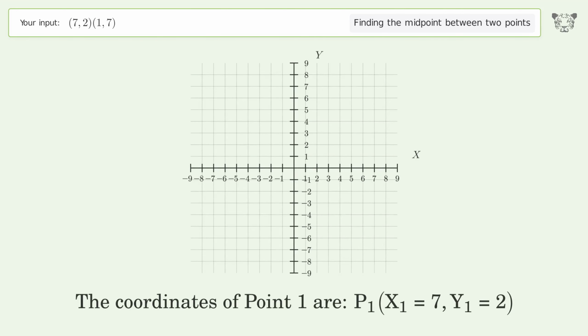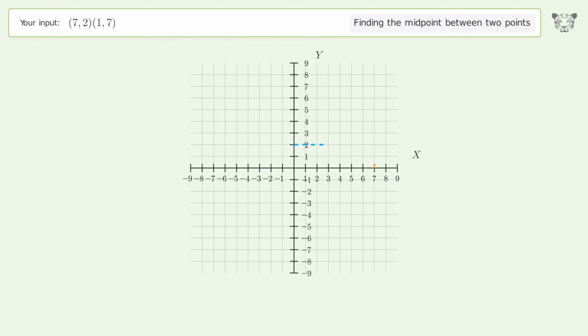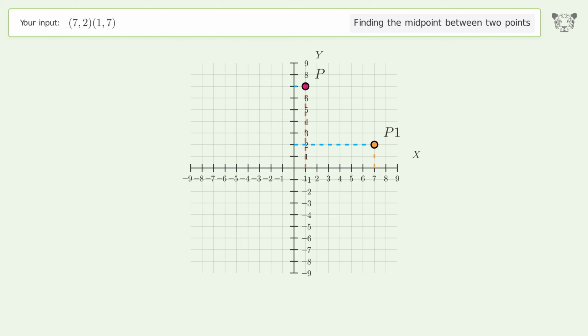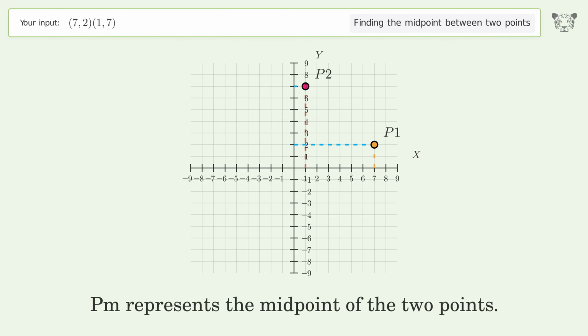The coordinates of point 1 are x1 equals 7, y1 equals 2. The coordinates of point 2 are x2 equals 1, y2 equals 7. PM represents the midpoint of the 2 points.